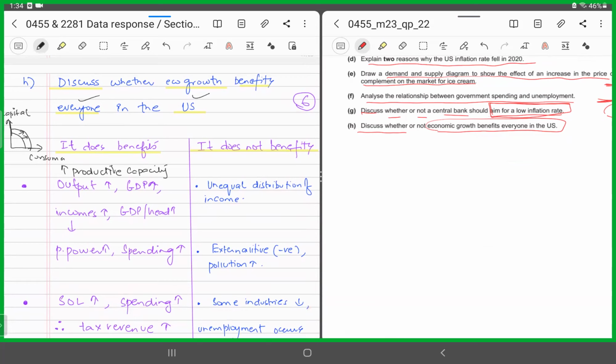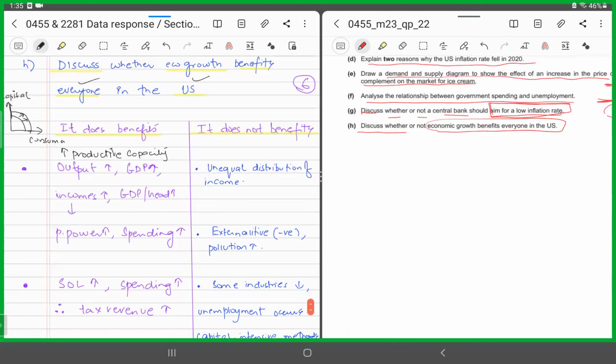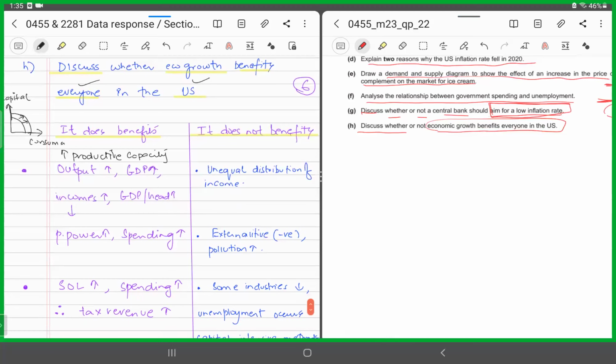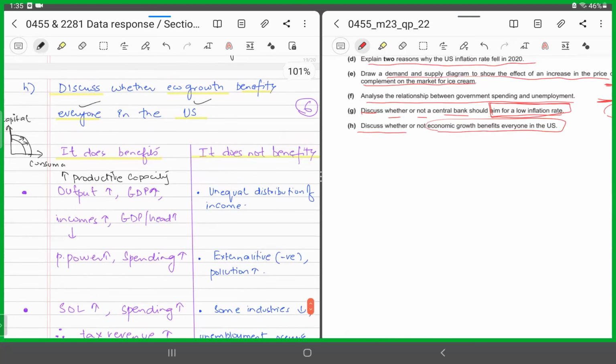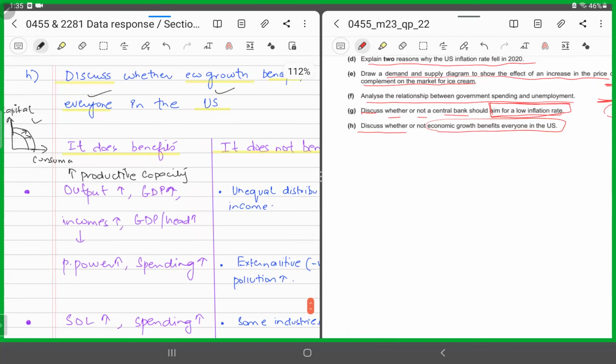So let's say we can say that economic growth can benefit everyone in the US economy as it is an increase in the productive capacity of the country over time. Economic growth is the increase in the productive potential of the economy. This means that the entire PPC shifts outwards.